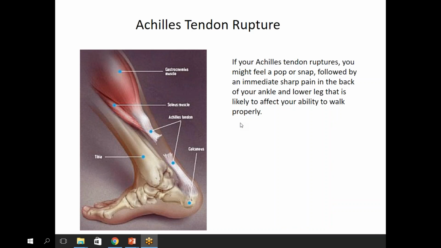How about an Achilles tendon rupture? We've heard of these things quite often, so we know about what that is, the Achilles tendons. So come on down here. If the Achilles ruptures, you might feel a pop. You might hear a pop or snap or even feel it by immediate sharp pain.